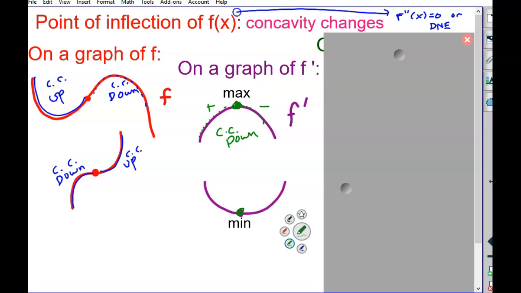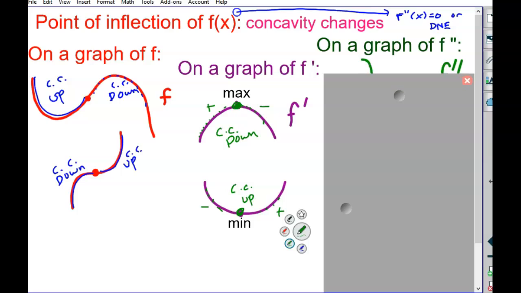Same thing here. What if I go from decreasing derivatives to increasing derivatives? If you have a minimum, that's going to be concave up. Minimums will occur when that function is concave up.